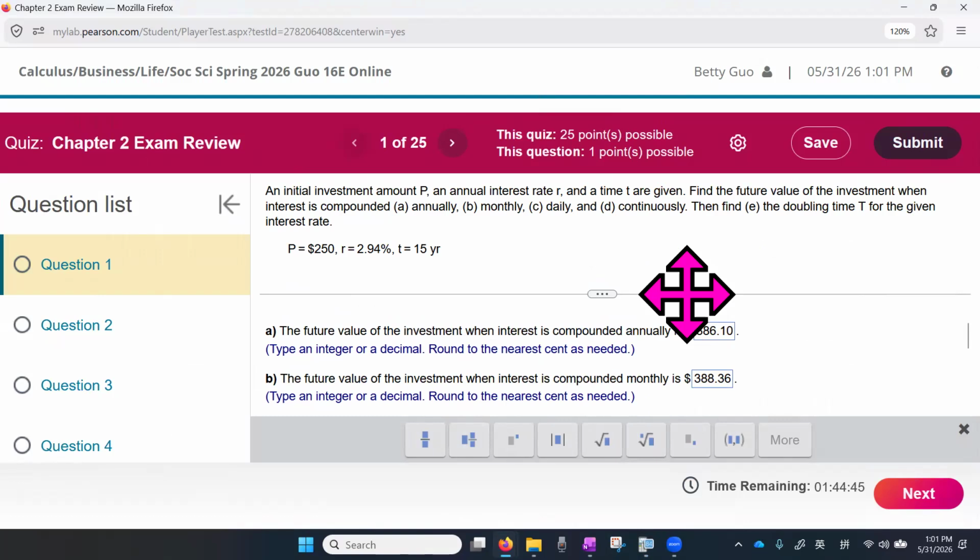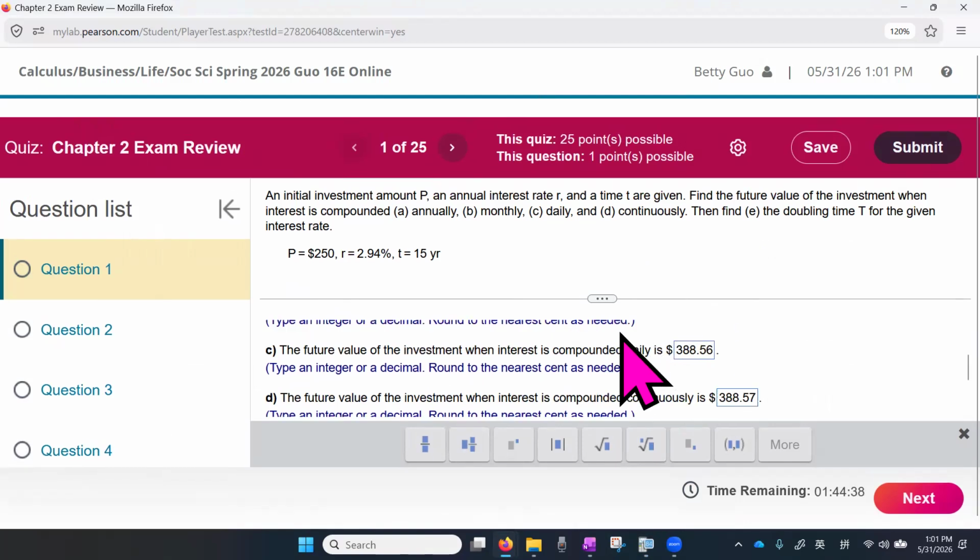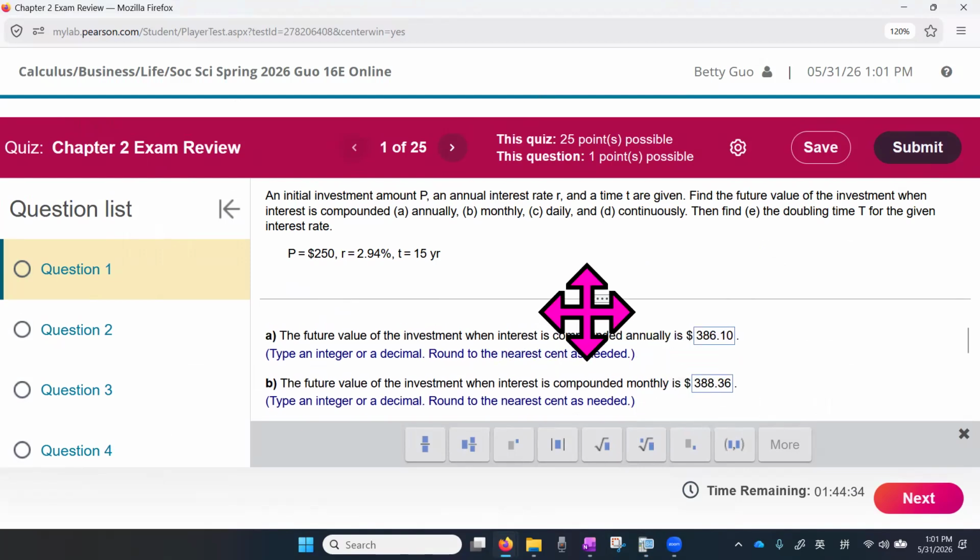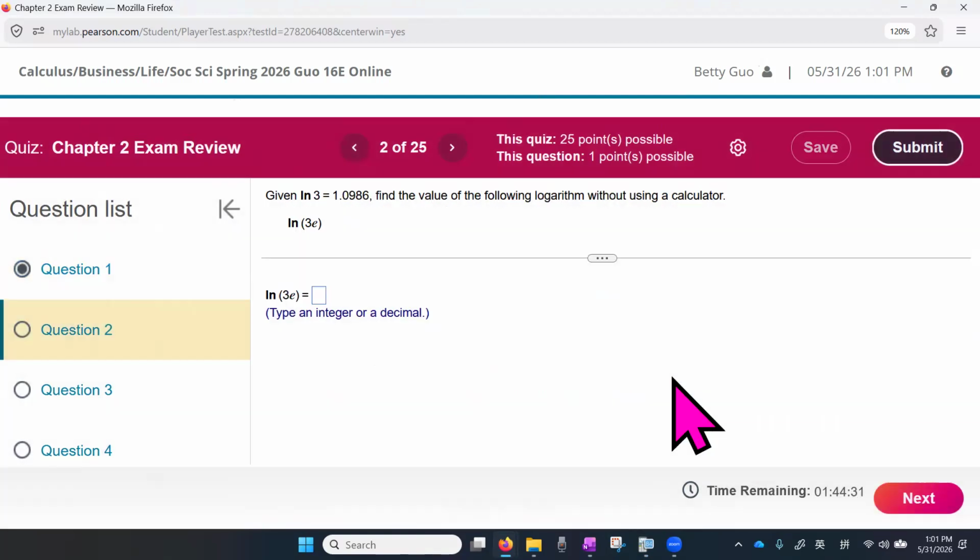All right. So we have an activity in the Blackboard related to this problem. You should see the activity before you see the review. Let's continue here. Next. Question number 2.